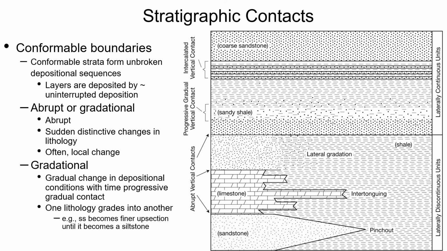You can also have gradational conformable boundaries, as we're seeing in the upper portion. And this is because of long-term progressive gradual changes that we're seeing in that context. So for example, the sandstone becomes finer and finer up section until eventually we would classify it as a siltstone.